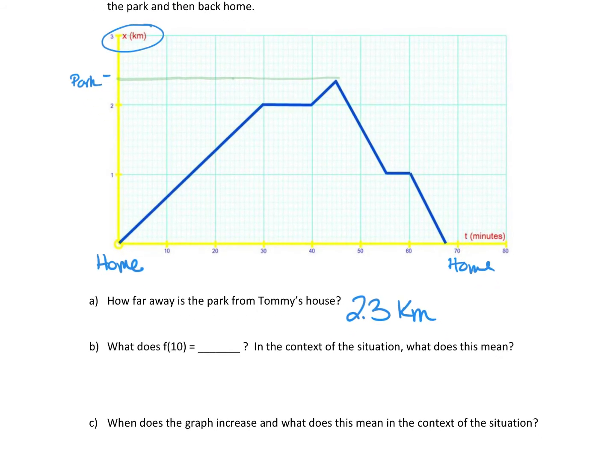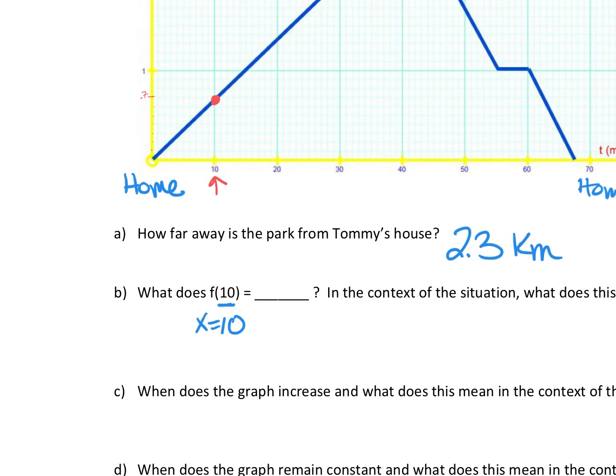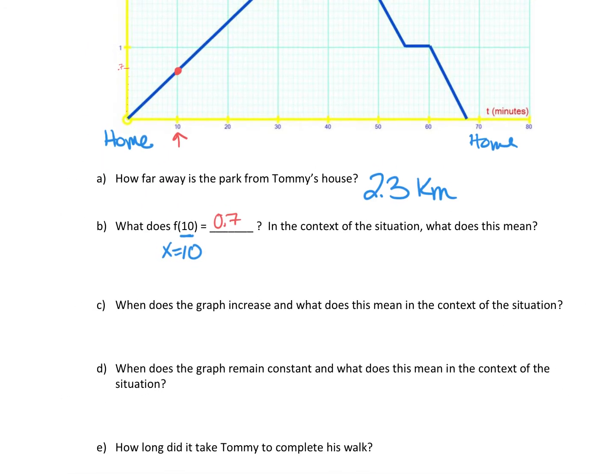The next question said, what is f of 10? Well, remember f of 10 means that x is 10. So here's where x is 10. Here's where it hits my graph. 1, 2. Ooh, I need to zoom in. 1, 2, 3, 4, 5, 6, 7. So this is about 0.7. And then what does this mean in the context of the situation?